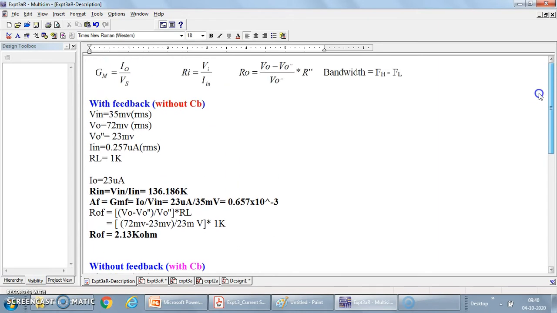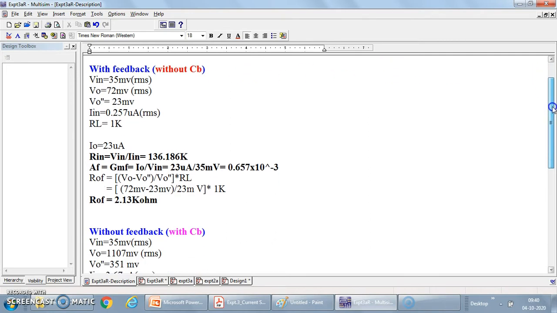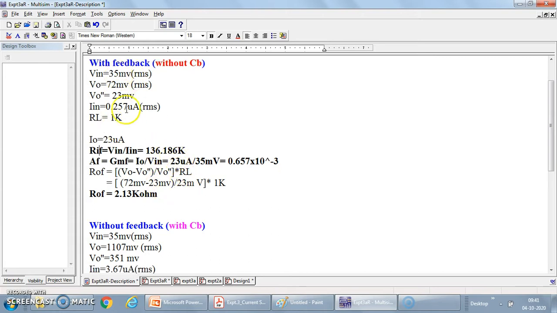So we have done completely for with feedback: transconductance parameter, input resistance, output resistance, and we'll go for the bandwidth in this video. With feedback we noted all these parameters. Applying the formulas, we obtained the output resistance with feedback equal to 2.13 kilo ohm. Input resistance with feedback, or RIF, we obtained equal to 136.186 kilo ohm from these readings.